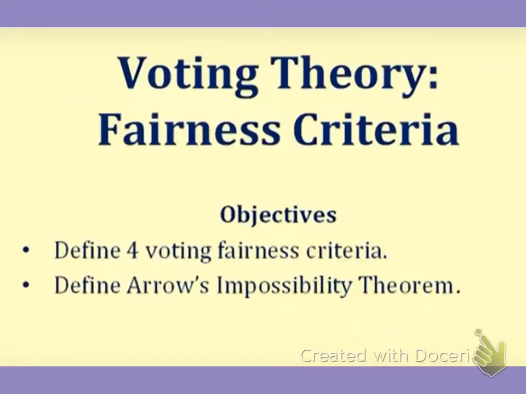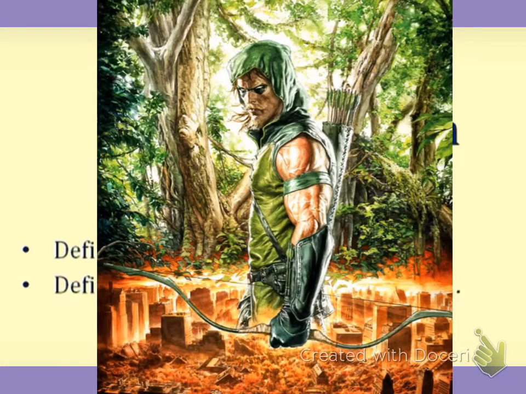Alright students, we're going to do a quick video. This is our second video on voting theory on fairness criteria. You're going to have to copy some stuff down in your notebooks, but here we go. We're going to learn about the 4 voting fairness criteria, which you're going to have to note down. And also we're going to define Arrow's impossibility theorem. This is not to be confused with the Green Arrow. So here we go.